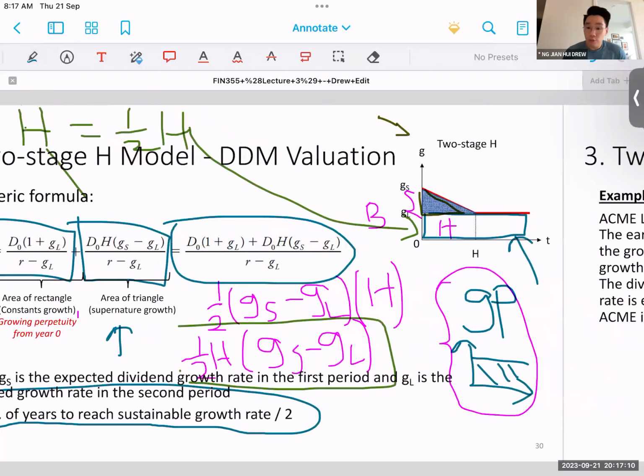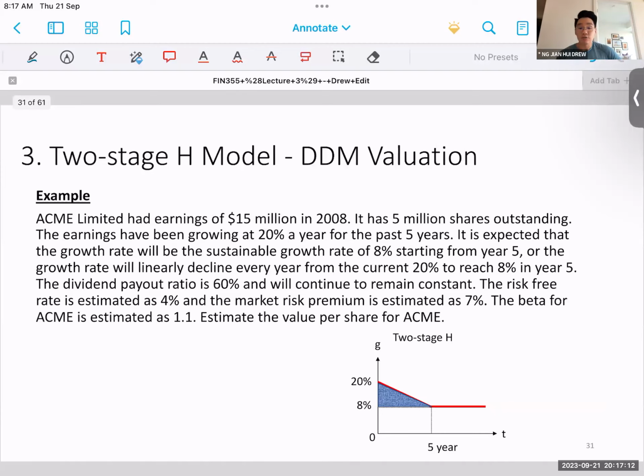Okay, so we do have a question here to help you understand how to use this two-stage H formula. So let's look at the question again. I want to highlight that and encourage you to draw this graph whenever you are given a question, because that's important for you to visualize, and typically the question will not give you the graph. I drew it to assist the understanding. All right, so we have this question.